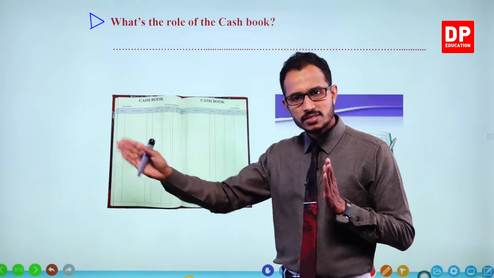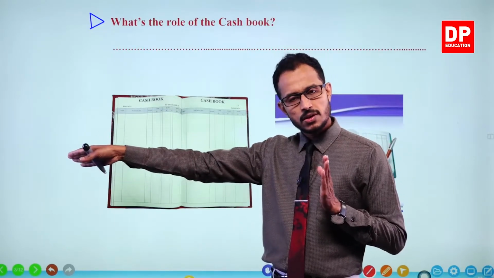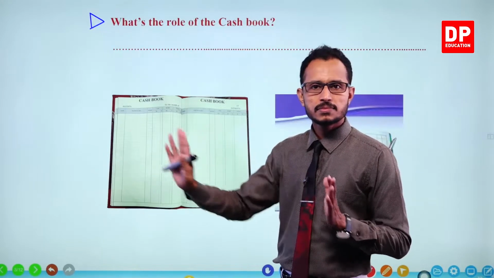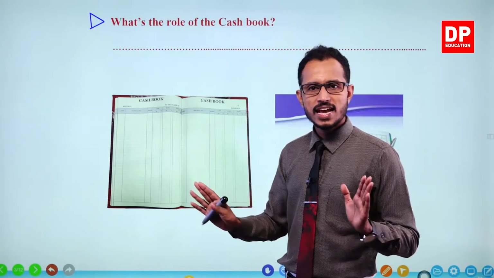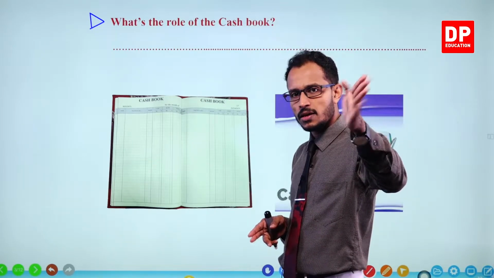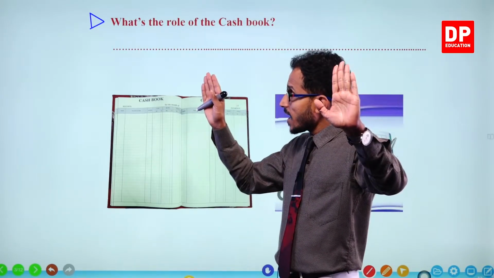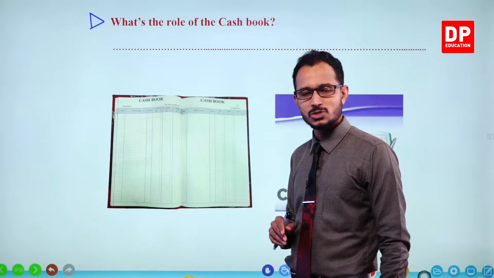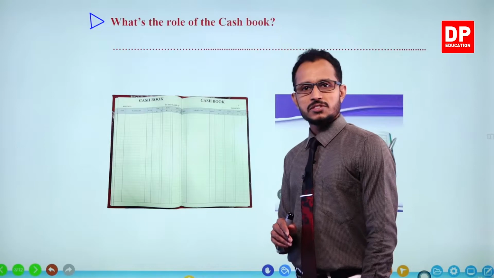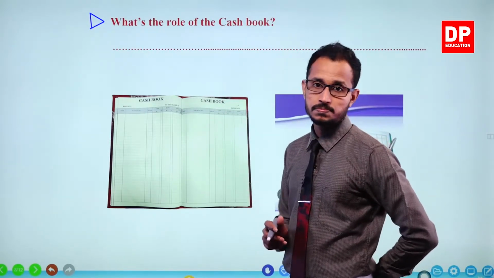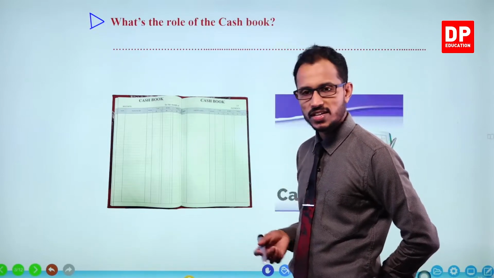All cash transactions must be recorded, until 5 or 7 or 9 or 10 in the night. Every single cash transaction must be recorded. Okay? That's it. And for that purpose, the prime book which is used in a business is called the cash book. That is the role of the cash book.